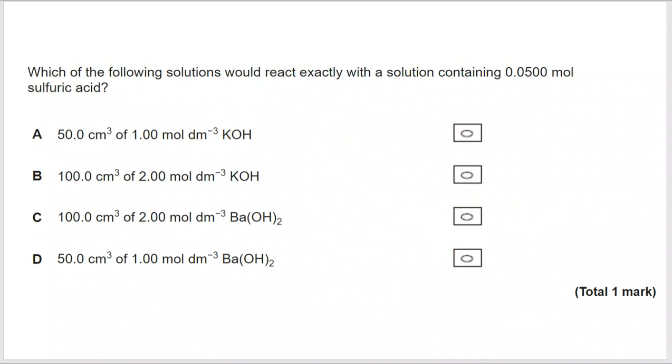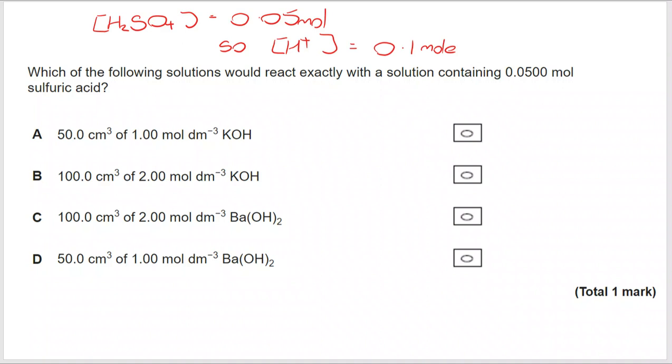And once again, we're looking at titration calculations here. What do we need to know though? Well, we're dealing with sulfuric acid. You have to know that that's H2SO4. You have to know that it's diprotic. So actually, our molar concentration of hydrogen is more important than the sulfuric acid. I've got 0.1 moles of H plus to neutralise.